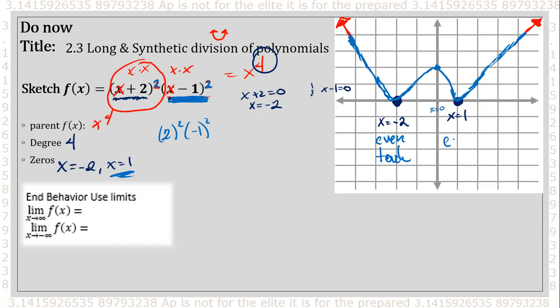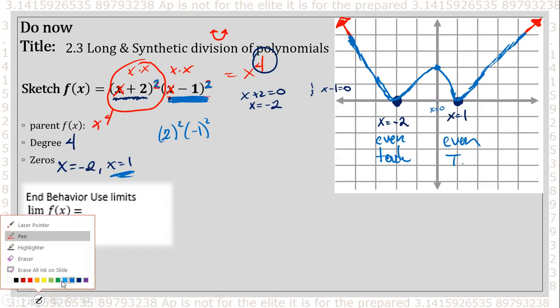And the multiplicity at x equals 1 was even as well, and it touched. This is so cool. So we got a pretty good sketch. We didn't even use a calculator. Just by looking at the multiplicity and the parent function.